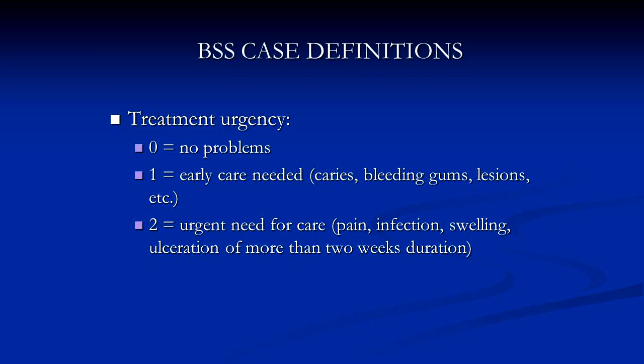Or you can circle a number 2 where they actually need to get in. They need to get in today for urgent care. So like within the next 24 hours, they need to have some type of dental intervention because they have pain, they have an abscess, they have some infection going on, or an ulcer that has lasted 2 or more weeks. So in Kentucky, we'll actually classify each kindergartner based on their treatment urgency on that paperwork. And that's based on the basic screening survey that we do.